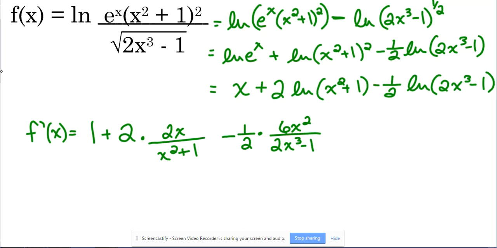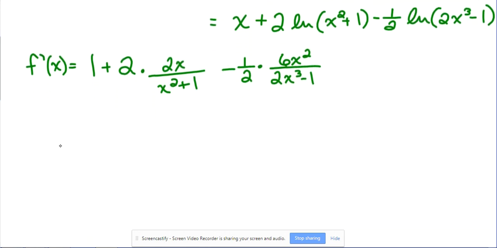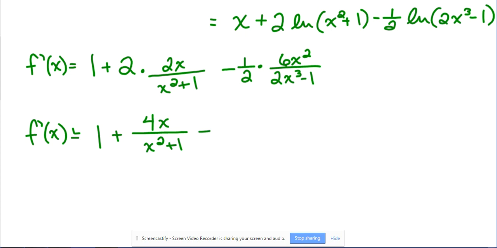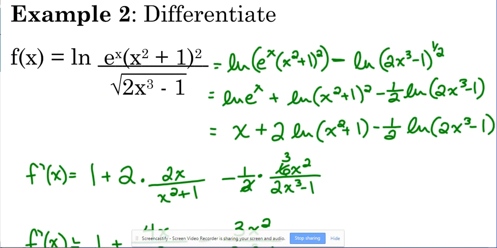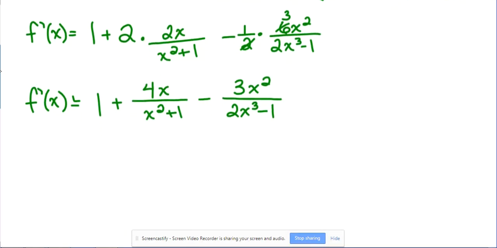And then we just need to try and make this look a little bit better. So we've got 1 plus 2 times 2x, which is 4x, over x squared plus 1, minus, let's see here, 6 over 2 is 3, so minus 3x squared over 2x cubed minus 1. Notice my problem started out with the square root, and there is not a square root at all in my derivative.